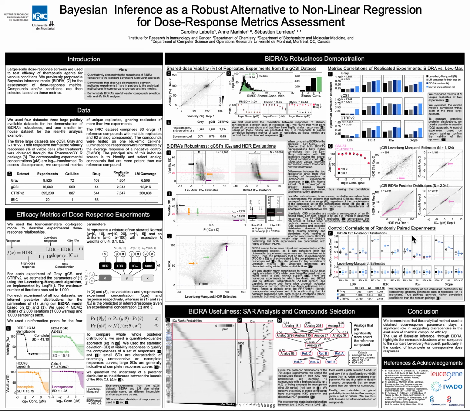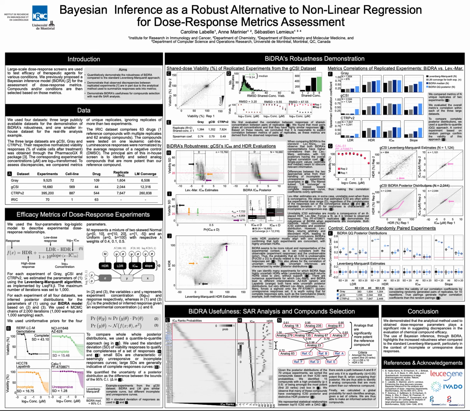Now that we have demonstrated the robustness of BIDRA, let's take a look at how BIDRA can be useful, mainly in the context of selecting compounds. Given the posterior distributions of the 70 unique experiments, we sorted the compounds based on their IC50 rank probabilities. We identified 15 compounds with a high probability, meaning a probability higher or equal to 0.9, of being amongst the most potent, and we defined the most potent as being the first 20 ranks. This is denoted by the red box.